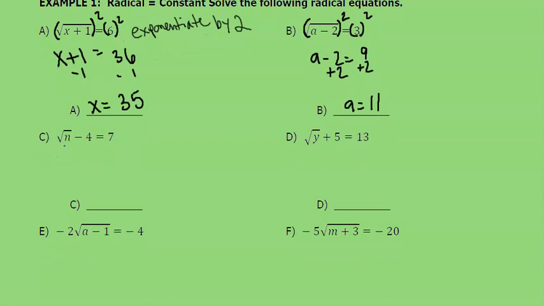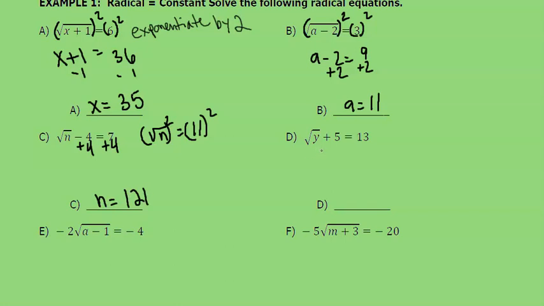C. The square root of n minus 4 equals 7. Before we exponentiate, we need to isolate the square root part. To do that, we're going to add 4 to each side. So then we have the square root of n equals 11. Exponentiate each side by 2, and then you have n equals 121.